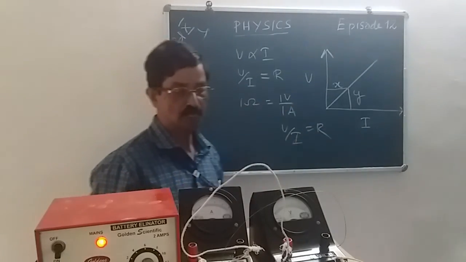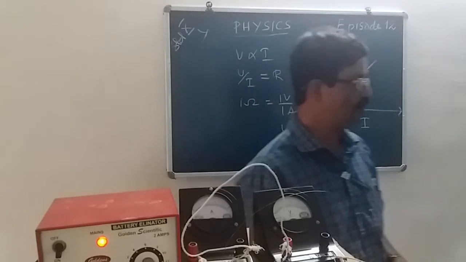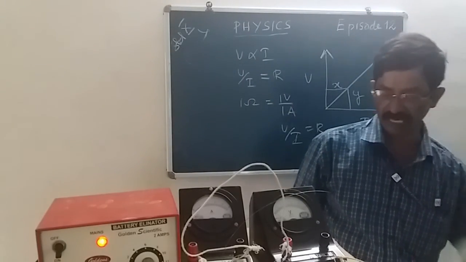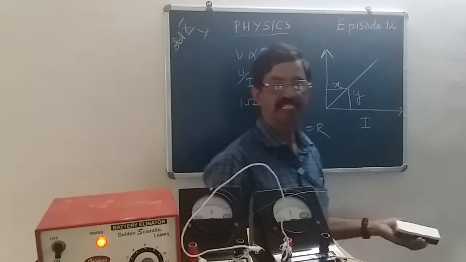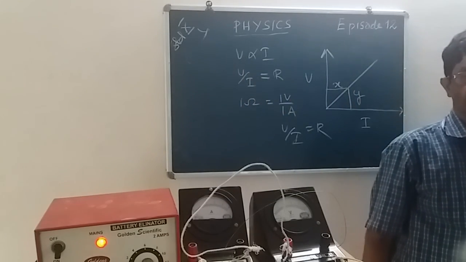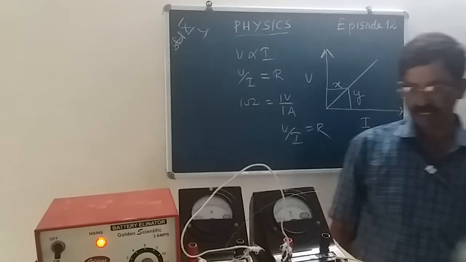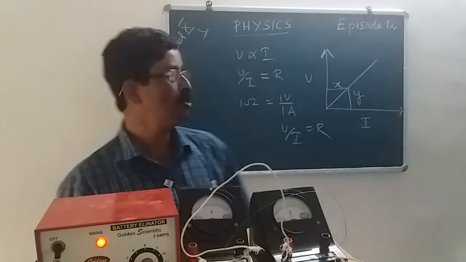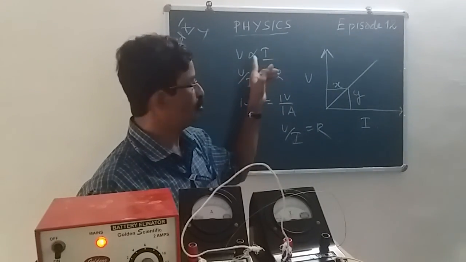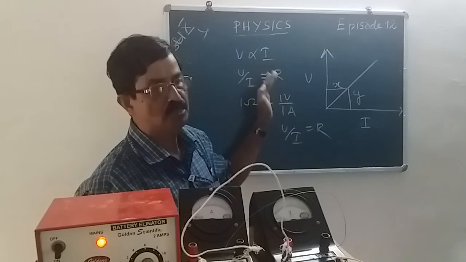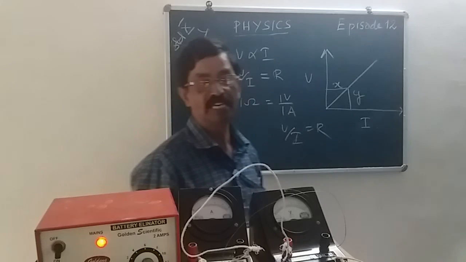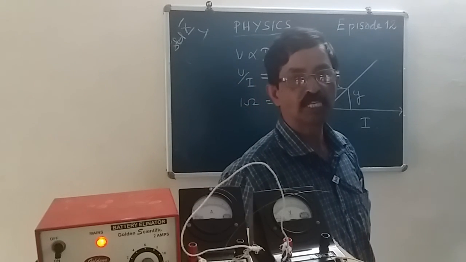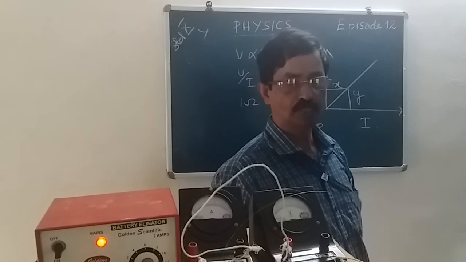Then we discussed different types of materials: conductor, poor conductor, and insulator. We solved one numerical problem related to Ohm's law. Some other problems are there that we can do in the coming class. Okay, with this we can close today's class.